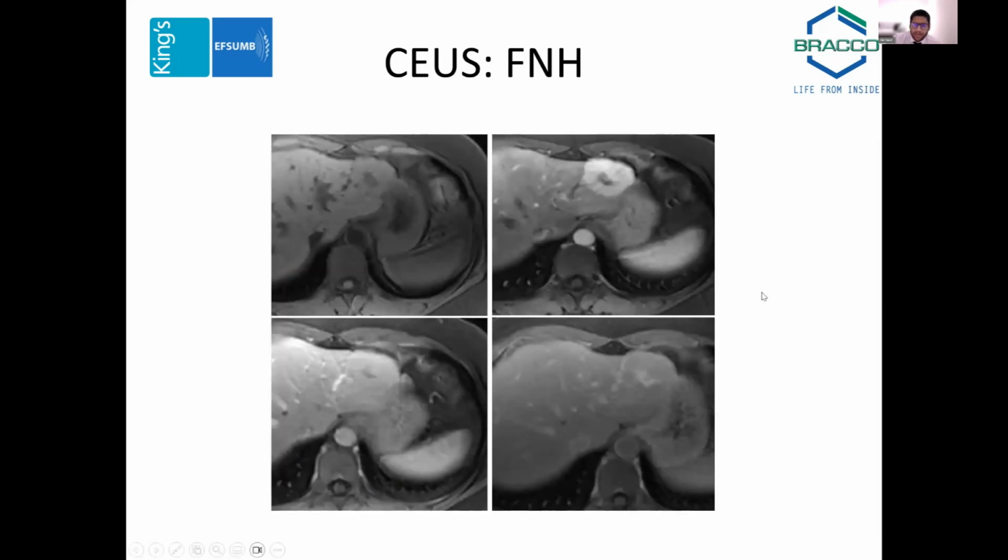By comparison to MRI, of course, you get your hyper enhancement in the arterial phase because the pathology is the same, but the contrast agent is different, which is why you get the central scar filling and enhancement late on MRI, but not on contrast ultrasound.